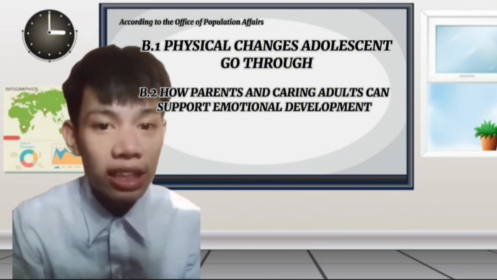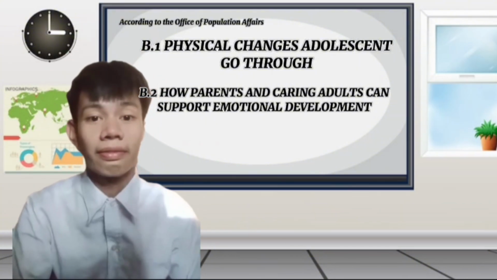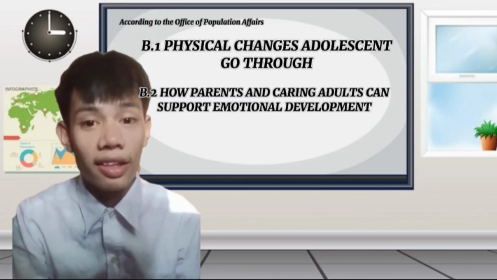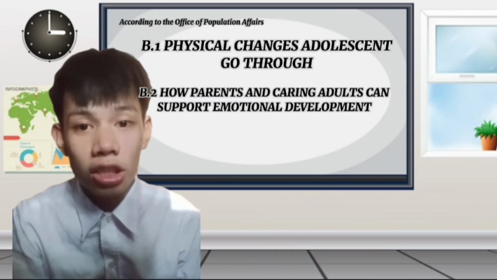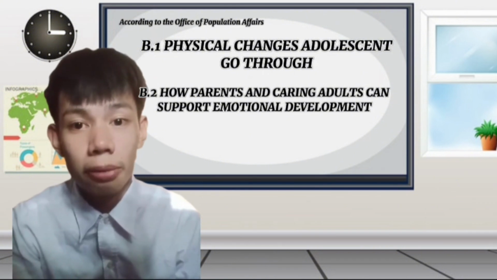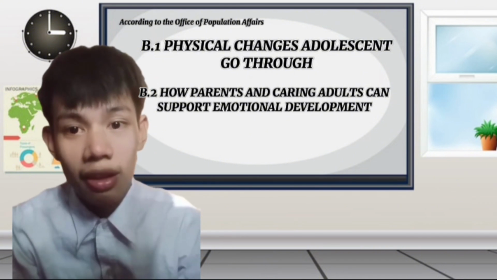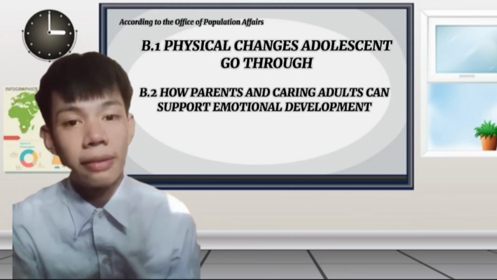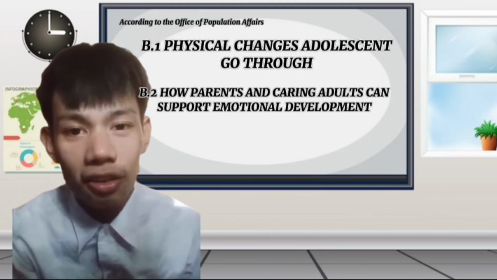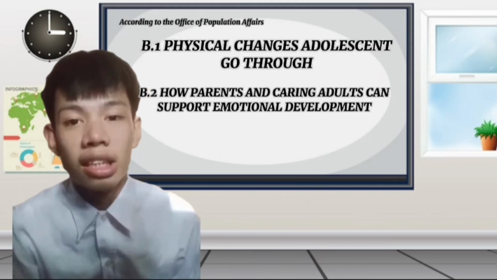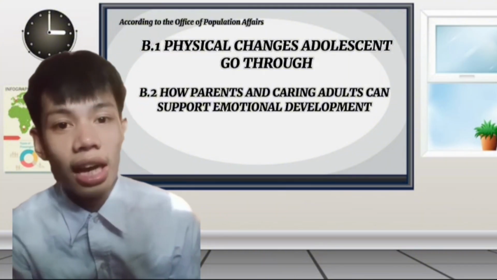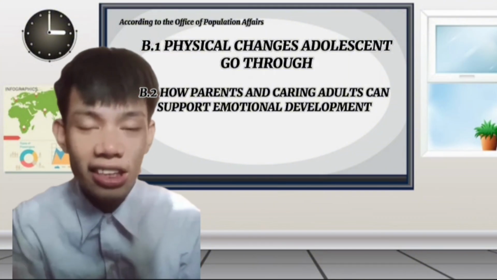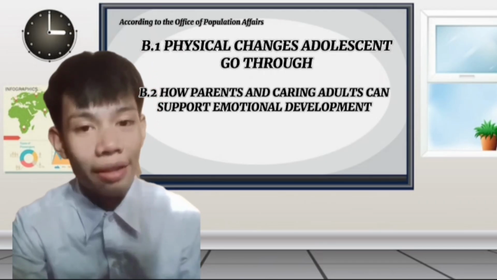On supporting a teenager's emotional development, the text is from a source called the Office of Population Affairs, with bullet points for easy reading. It's like a guidebook to help understand and support kids age 10 to 19 as they grow up. So, for part 1, physical changes, B.1.